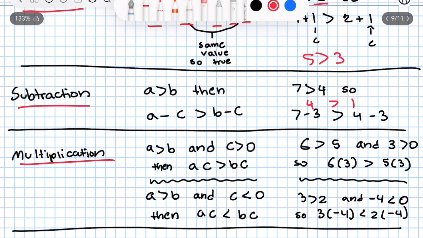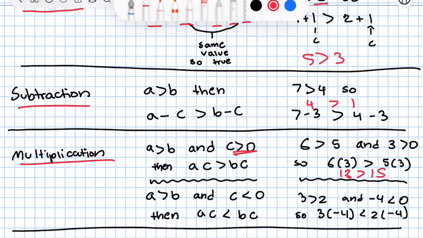Now we have multiplication. If A is greater than B and C is greater than 0, then A times C is greater than B times C. So 6 is greater than 5, and 3 is greater than 0. So 6 times 3 should be greater than 5 times 3, which is true. 18 is greater than 15.